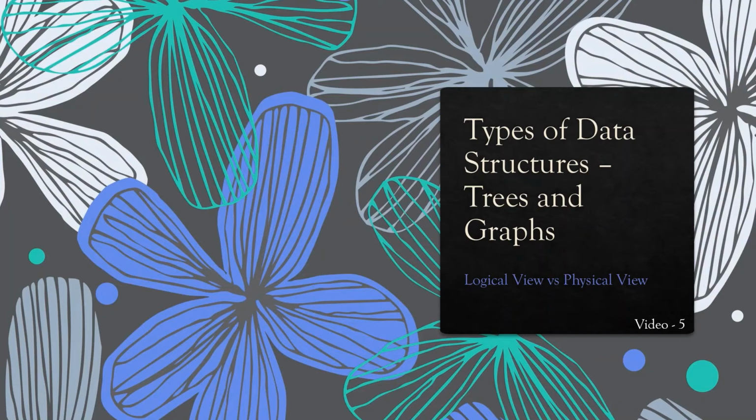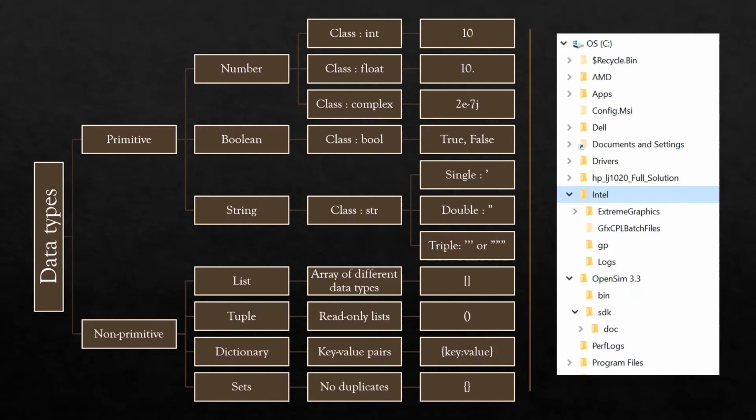In this video, we look at the two common types of data structures, namely trees and graphs. We see how they look logically and physically how they are actually stored in the memory. The structure of the various data types in Python are given here.